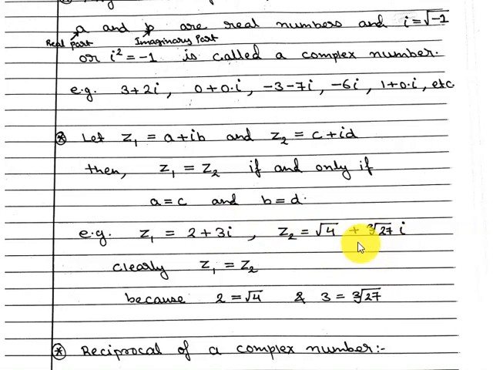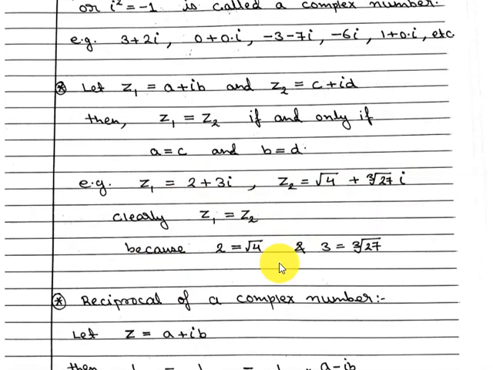Okay, so obviously these two complex numbers are equal. So clearly z1 is equal to z2. z1 means I'm talking about this complex number 2 plus 3i. z2 means root 4 plus cube root 27i.